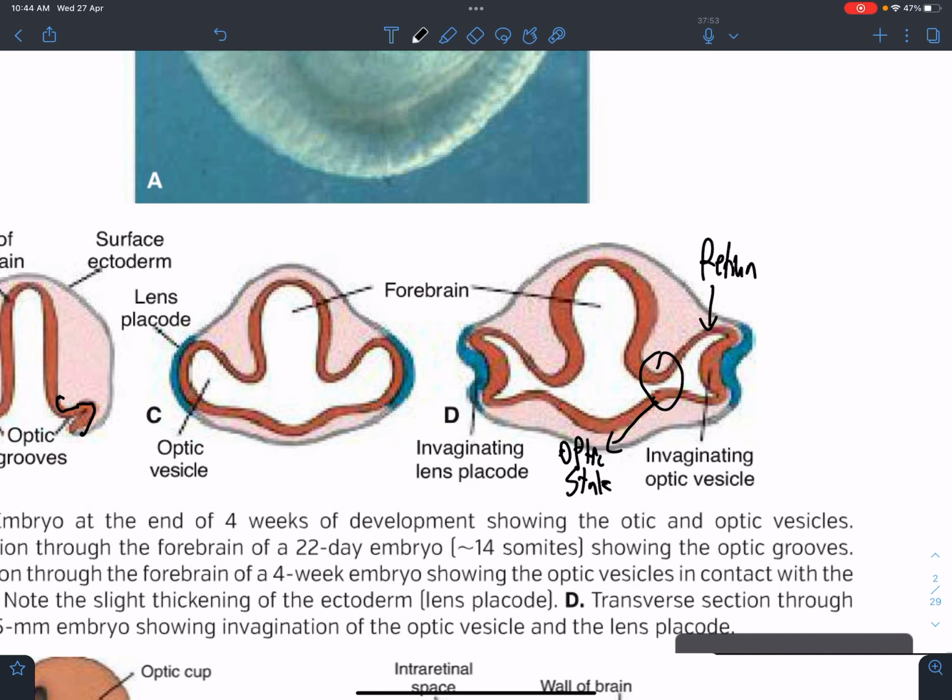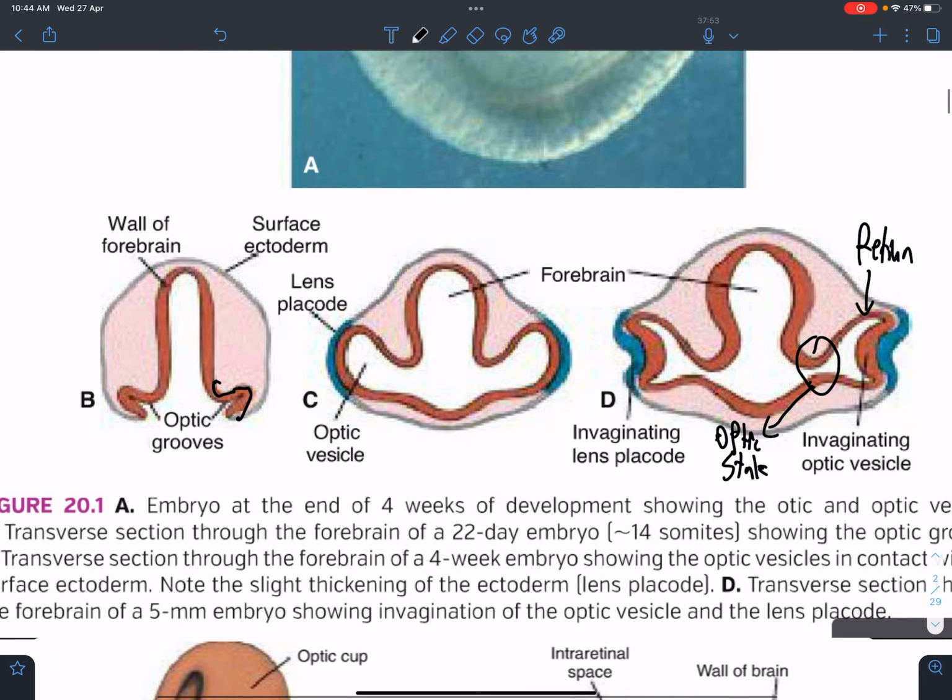So what did we get from this so far? We get that the neuroectoderm of the diencephalon is going to proliferate from a lateral direction, just a small portion of it, to give you optic grooves, and optic grooves become optic vesicles.